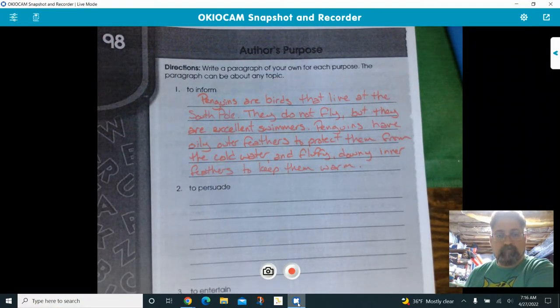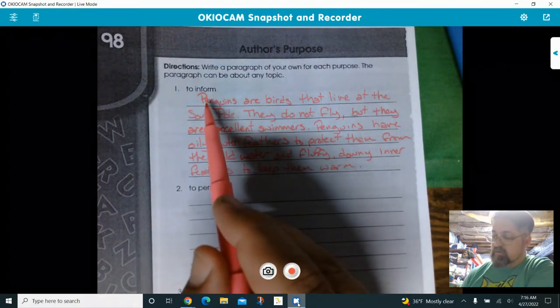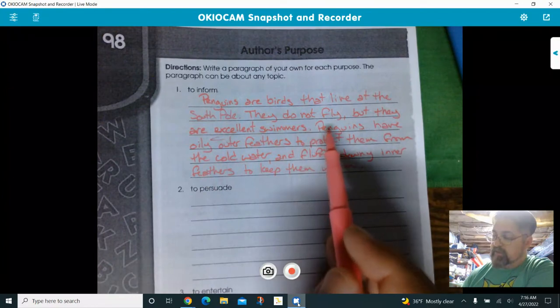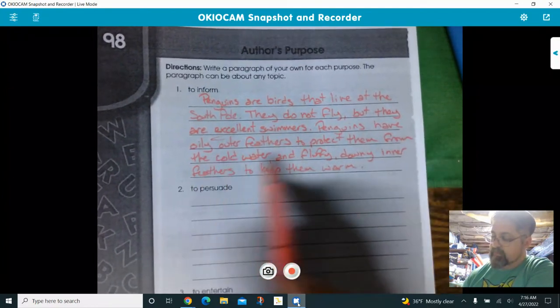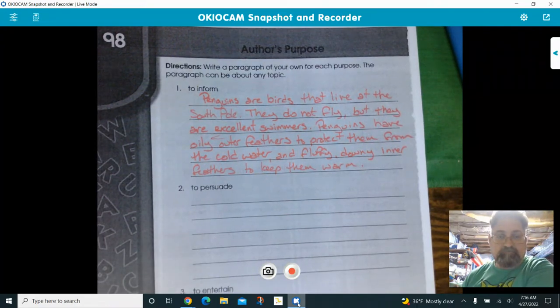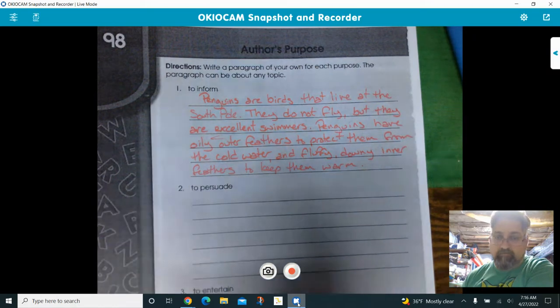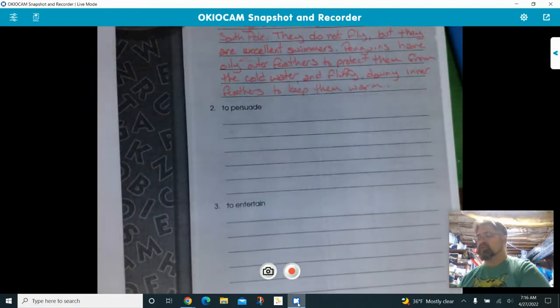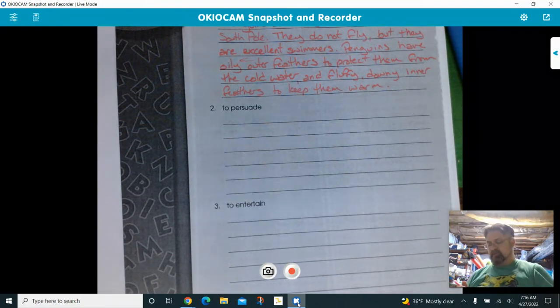Okay. See, I've got start with a capital letter, end with a period. Capital letter, period. Capital letter, period. 3 to 5 sentences, all about one topic, and it's just providing facts to inform. To persuade, that's when you want to try and talk somebody into doing something or making them feel a certain way.